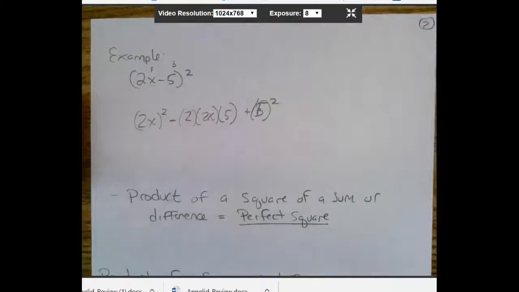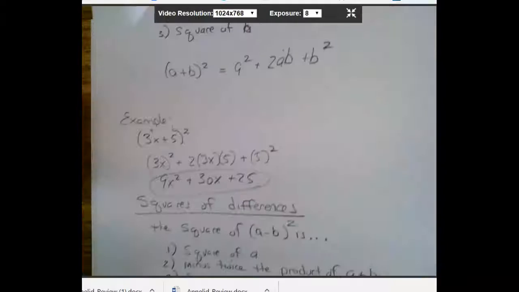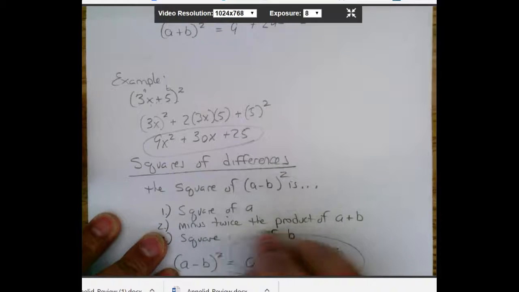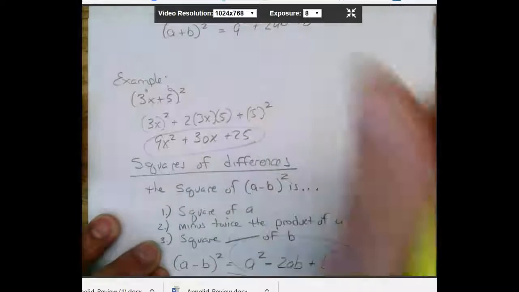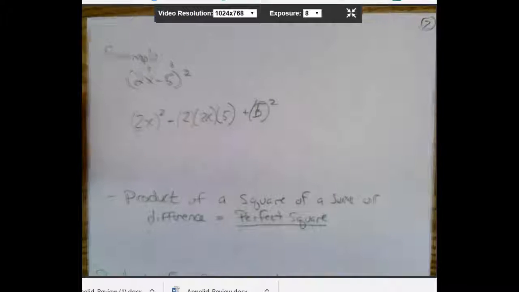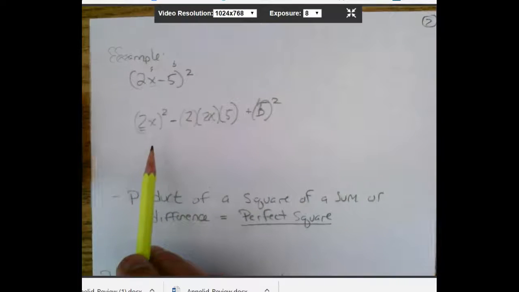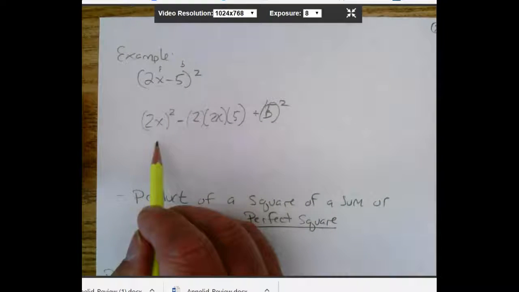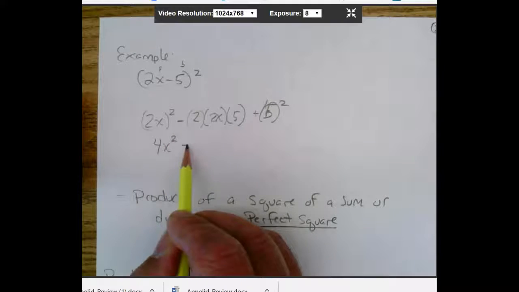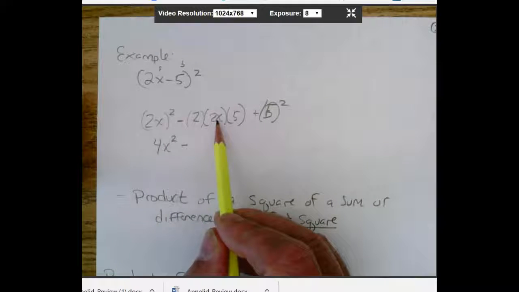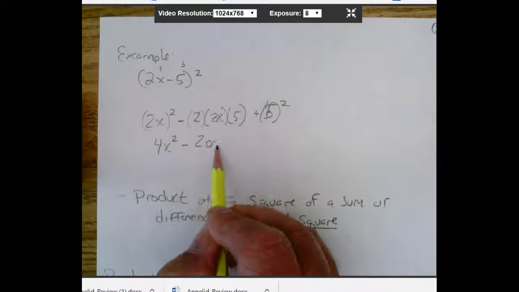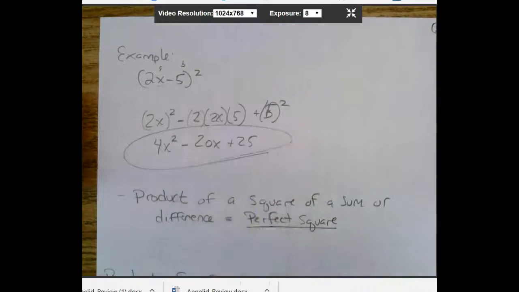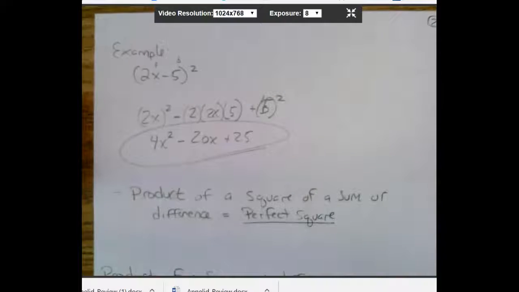I think back here on the notes I said square root. It should be the square, so make sure you cross that out. The square of b. Then we just do the math here, or you can do this without writing it all out, but I'm just showing you where we get this. So 2 squared is 4, then 4x squared, minus 5 times 2x is 10x, times 2 is 20x, minus 20x, and then we add 25. So that's our square of a difference.